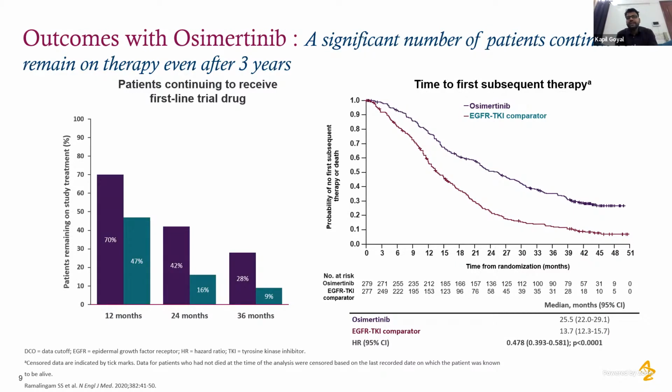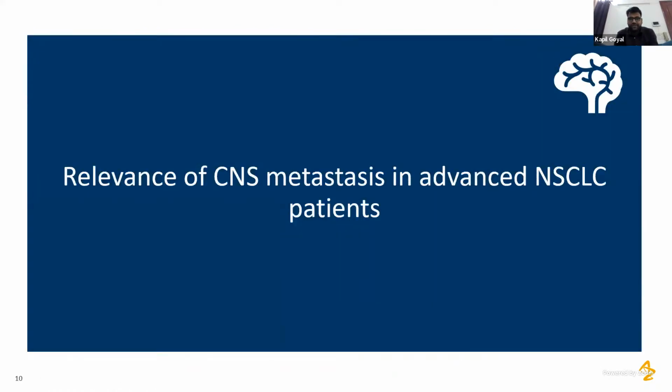What is more striking is that a significant number of patients continue to remain on therapy even after 3 years. After the end of 3 years, in the control arm only 9% of patients were continuing on gefitinib, while in the osimertinib arm, 28% of patients had continued to receive osimertinib. That was 70% after the end of 1 year. And the time to first subsequent therapy in the osimertinib arm was 25.5 months. That was only 13.7 months in the EGFR TKI arm, with a hazard ratio of 0.47, which is statistically significant.